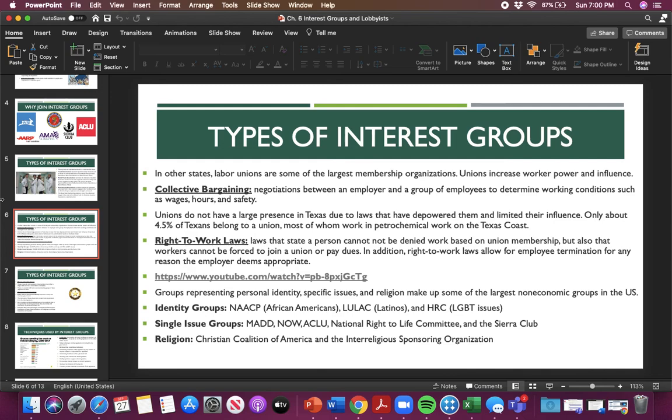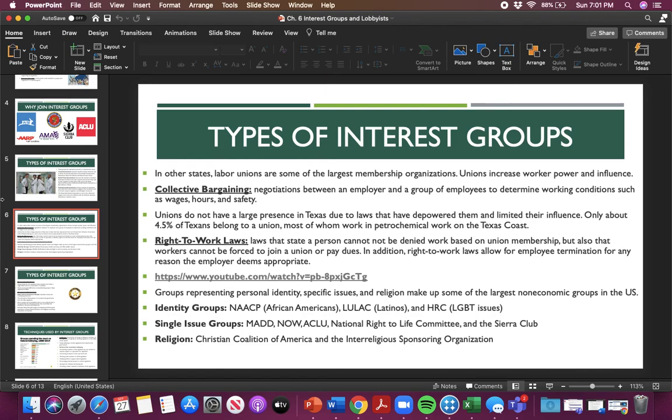Single issue groups are groups that form around an issue that they are very passionate about. Some examples here: MADD, Mothers Against Drunk Driving. NOW, the National Organization for Women. That one, maybe I should put that one in the identity groups, actually. They're still around, I believe, but they were very active in the 60s and 70s. They were a big part of the push for women's healthcare rights, pro-choice organization, things like that, feminism.